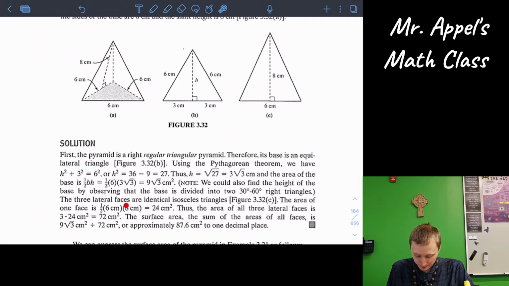The three lateral faces are identical isosceles triangles, shown here in C. The area of one face is 1/2 times 6 times 8, for 24 square centimeters. Thus, the area of all three lateral faces is 3 times 24, or 72 centimeters squared. The surface area, the sum of the areas of all faces, is 9 root 3 plus 72, or approximately 87.6 centimeters squared if we go out to one decimal place.